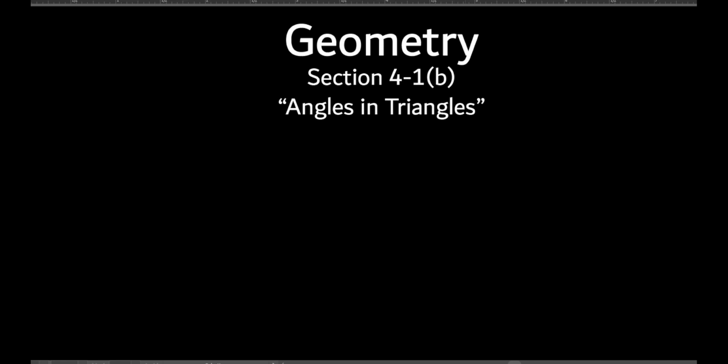All right, let's try to finish up section 4.1. And so the last thing we said, that the triangle, what are the angles, how many angles, let me say it this way. What's the sum of the angles of a triangle? 180 degrees. Good. All right, so let's do a little bit more with that.